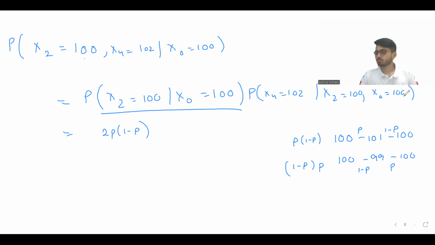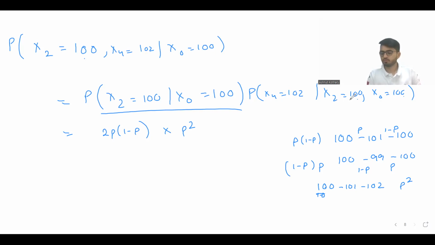Similarly, X0 is 100, we need X2 also as 100, okay? And we want X4 as 102. So the possibility of this is what? 100 to 101 to 102, or is there any other way? No. If X2 is 100, there is only one way for X4 to be 102, which is this path. And the probability of this is nothing but p squared. Note that this 100 is of time X2.